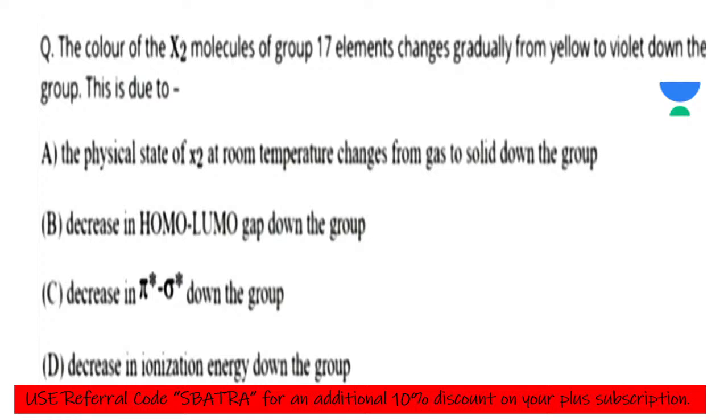See, the concept is the color of X2. What's the question? The color of X2. So this X2 can be fluorine, chlorine, bromine, or iodine. So these are four compounds: fluorine, chlorine, bromine, and iodine. Now you tell me, do we have sp mixing in fluorine? Yes or no?